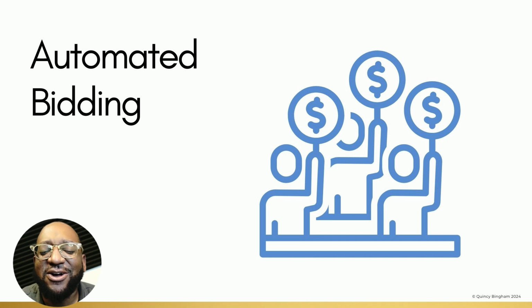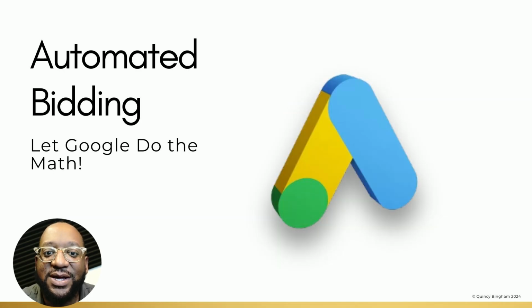Next, let's talk about automated bidding. If you're like most small businesses, you probably don't have the time to be sitting around calculating the perfect bid for each keyword. Automated bidding is a game changer, especially if you don't have time to calculate bids manually, or you simply don't know what bid amounts work best. Basically, you're telling Google, I trust you to figure out the cost.